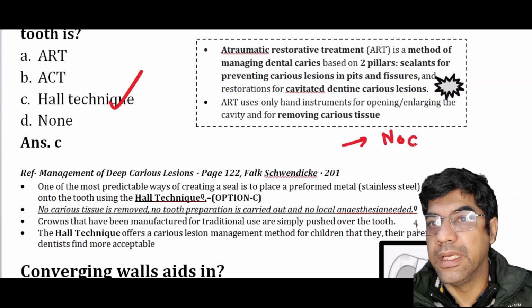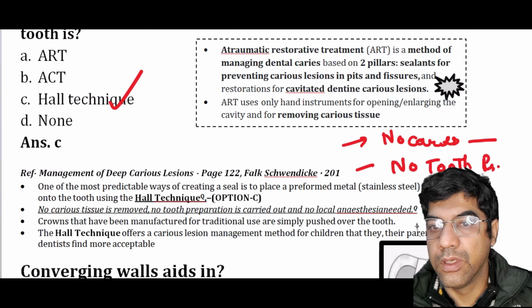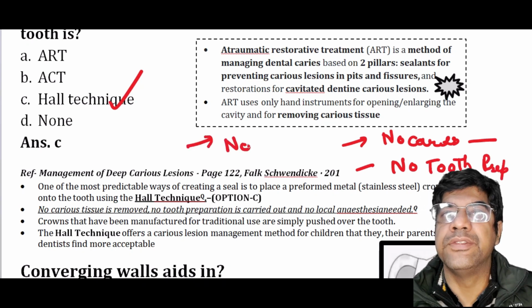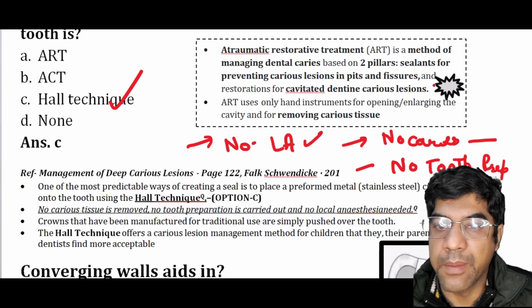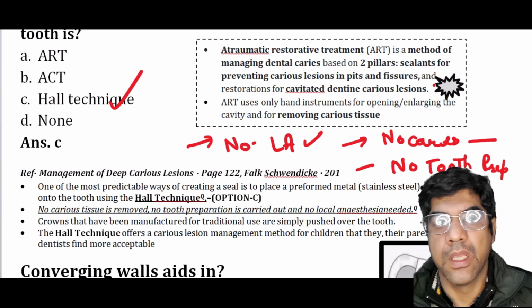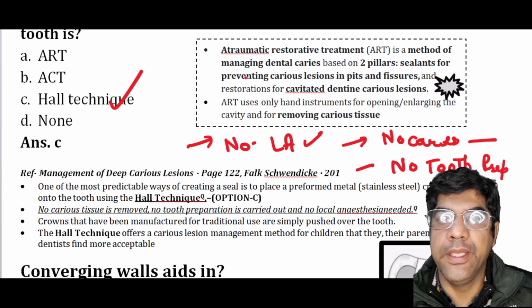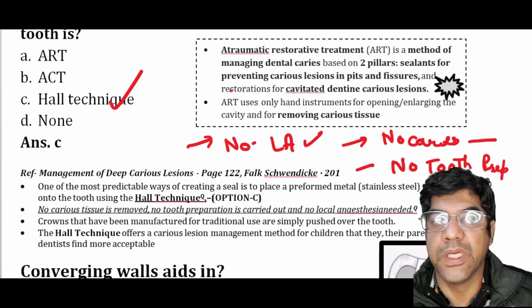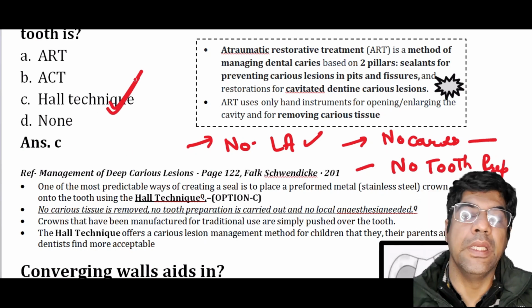So remember, in Hall's technique, no caries is removed, no tooth preparation is carried out, no local anesthesia is used. The crowns used in Hall's technique are preformed and manufactured for traditional use. They are simply pushed over the tooth, providing an effective seal. So Hall's technique is particularly used in cases where the traditional restorative approach may not be feasible or well tolerated, especially in the pediatric patient. So the answer would be Hall's technique.